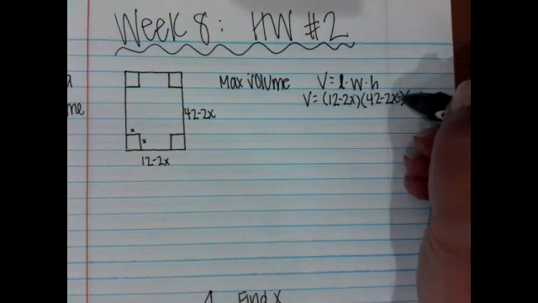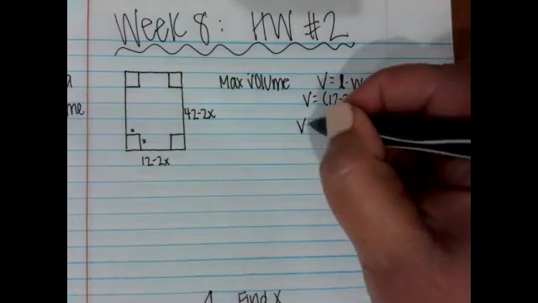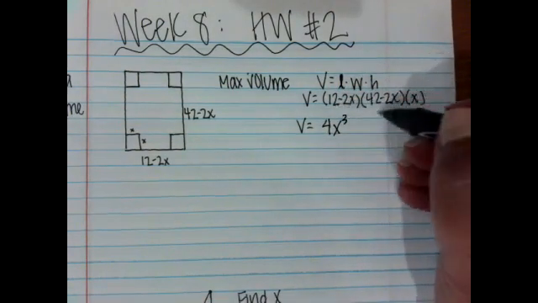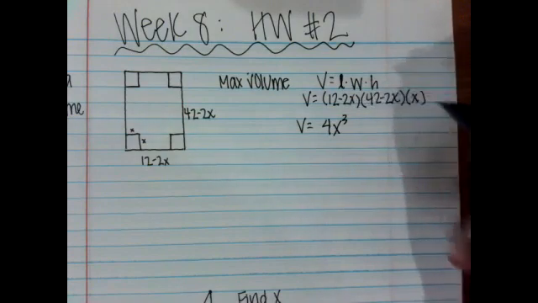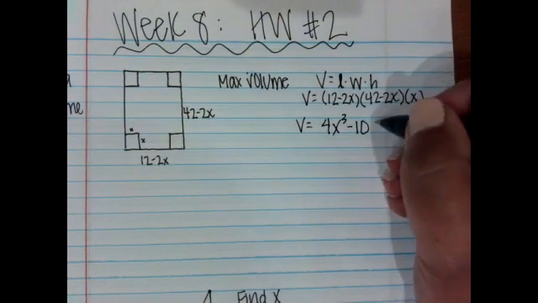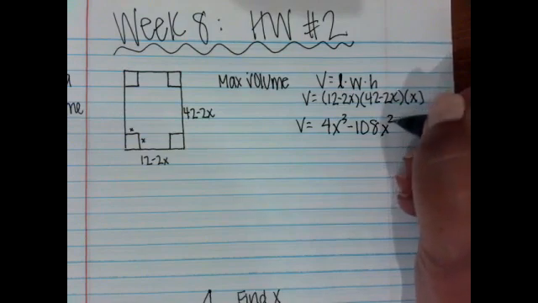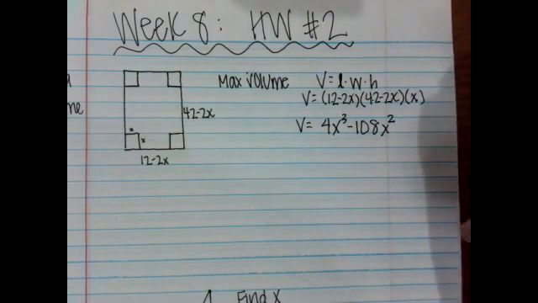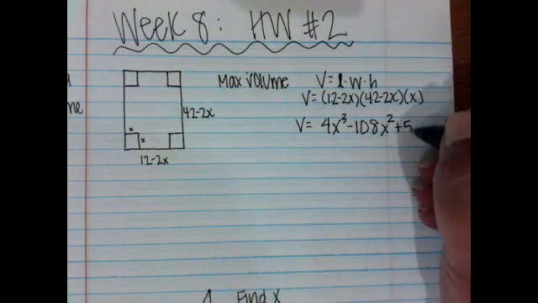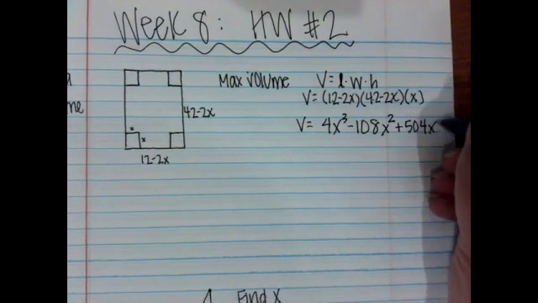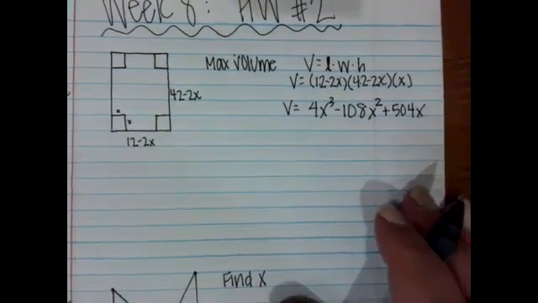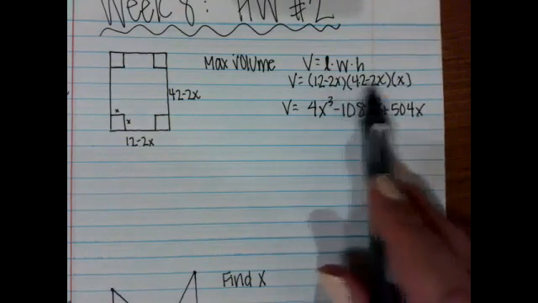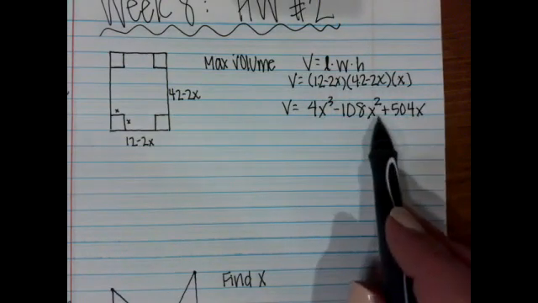So a negative 2x times a negative 2x times an x would be 4x cubed. And then you'd have to distribute here and here and combine that. That would be minus 108x squared. And then the 12 times the 42 times the x is a plus 504x. I'd encourage you to pause if you need to and check and make sure that this times this times this foiled and then multiplied by x really does equal that.